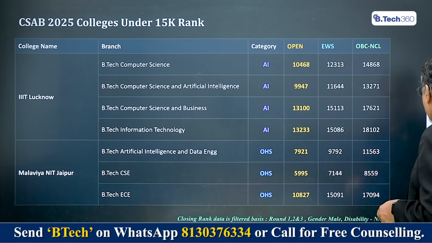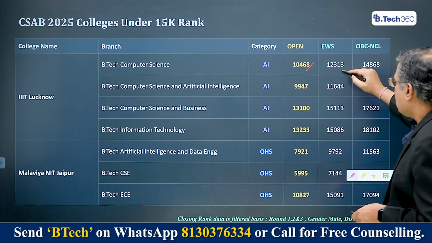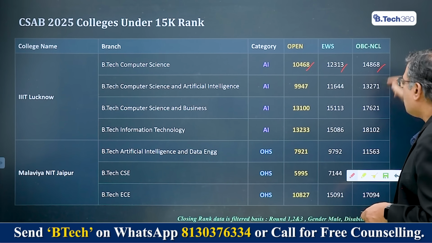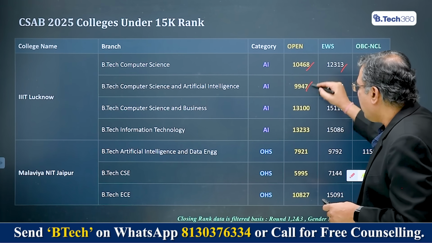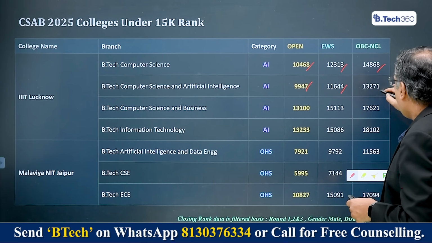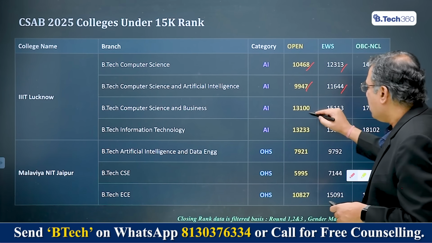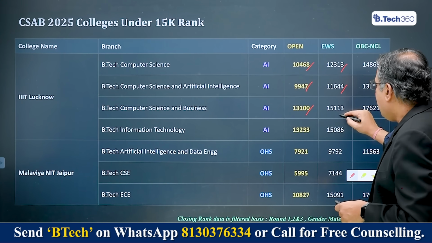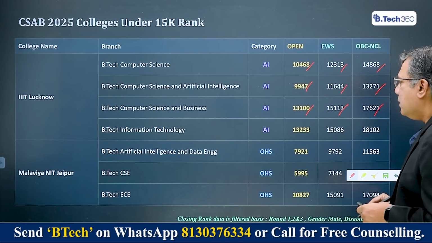Then IIIT Lucknow, BTech CSE 10,468, EWS is 12,313 and OBC-NCL is 14,868. IIIT Lucknow again, BTech CSE with AI 9,947 for open category, 11,644 for EWS, OBC-NCL is 13,271. BTech Computer Science and Business 13,100 for open category, EWS is 15,113 and 17,621 for OBC-NCL.